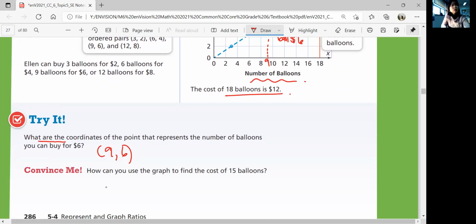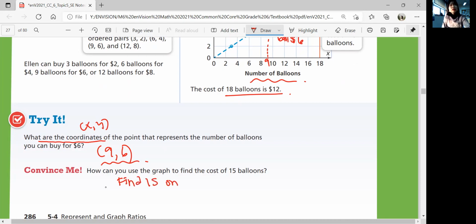So they're just asking the coordinate, which is x, y, the point. So you can just write (9, 6). Convince me, how can you use the graph to find the cost of 15 balloons? What do you do first? Don't just find the cost of 15 balloons. Explain, how do you use the graph?